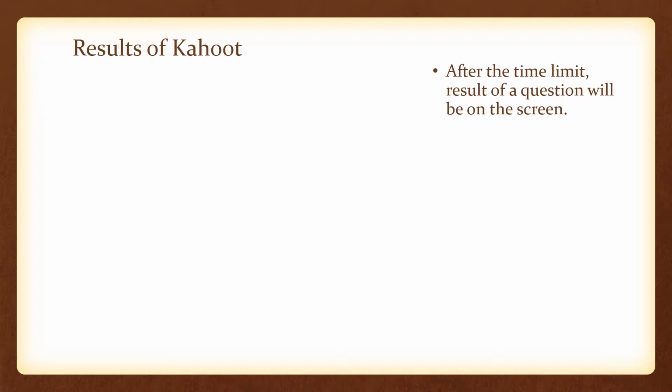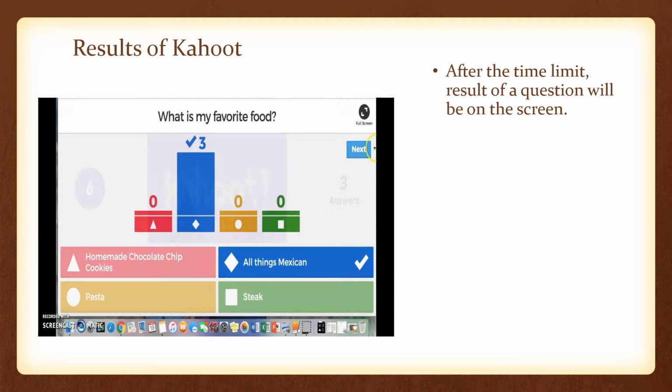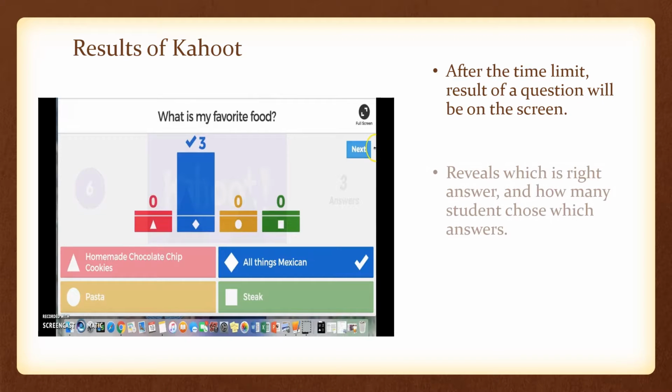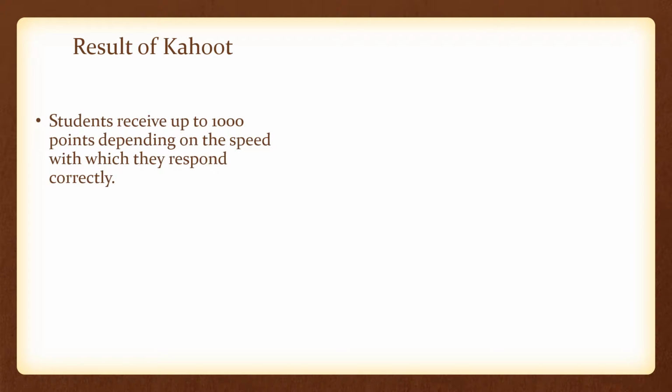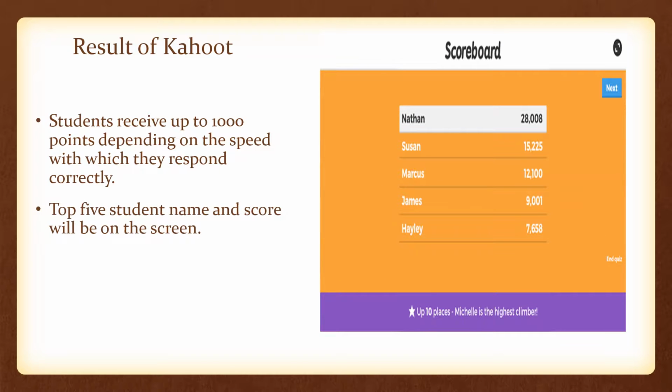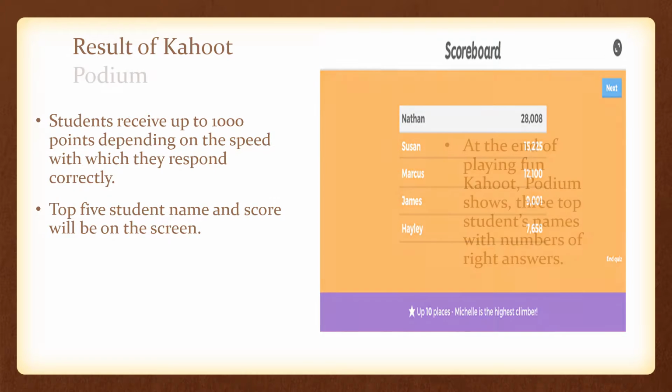Result of Kahoot. After the time limit, the result of the question will be on the screen. It reveals which is the right answer and how many students chose which answer. Students receive up to 1,000 points depending on the speed with which they responded correctly. The top 5 students' names and scores will be on the screen.